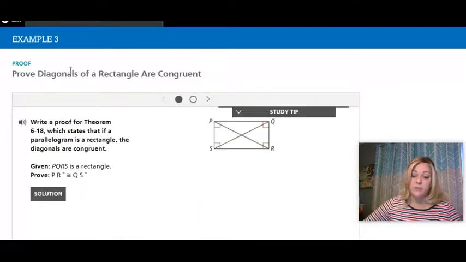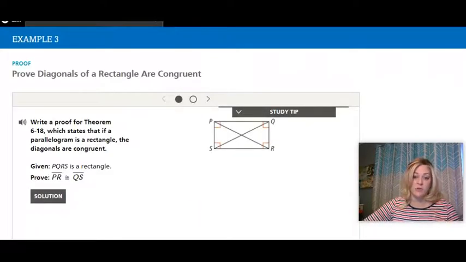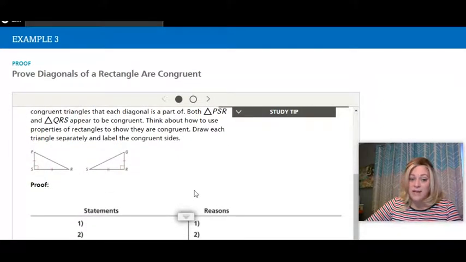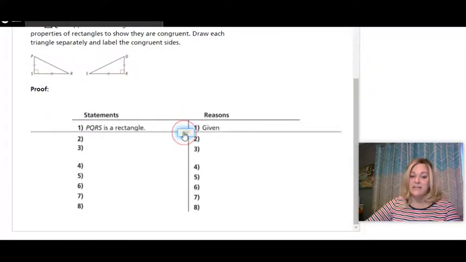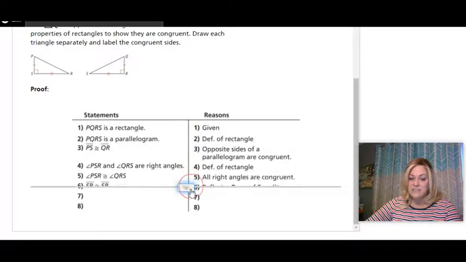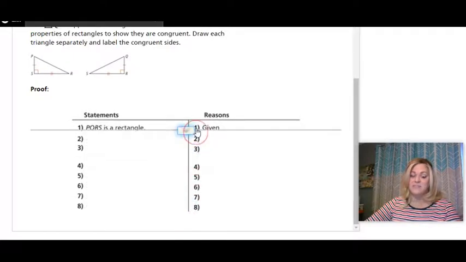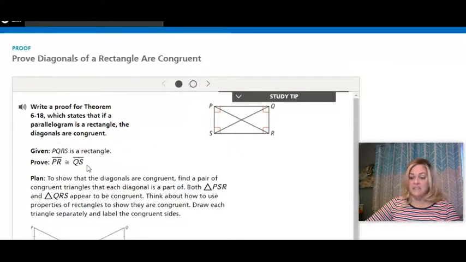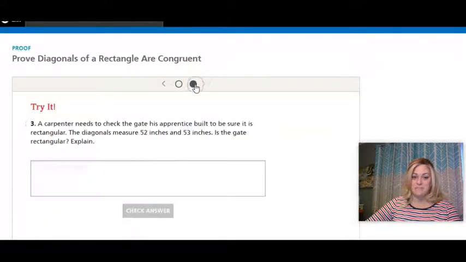So we're going to do a proof, but we're actually not going to walk through it the whole way. I want you to look at this, the solution, the step-by-step, and it actually goes through it. It goes through the solution. It talks about using congruent triangles, and then it goes through it. So take a second and look through these and to justify the reason why the diagonals are congruent.